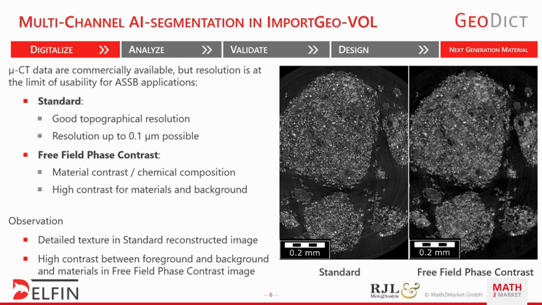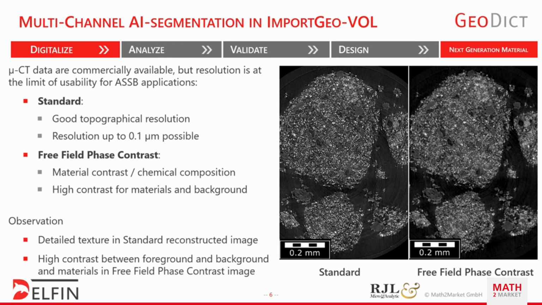for this problem that we are facing here. And we needed a solid way to improve our image quality. Fortunately, RJL is able to provide us with two different reconstructions of the same scan. So we have the standard scan, which gives a good topographical resolution, which is here seen on the left. And we have a free field phase contrast reconstruction of the same scan, which is basically giving us a better contrast between background and other components which we find in the solid state battery.